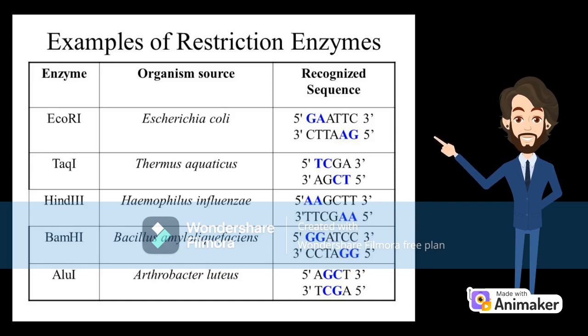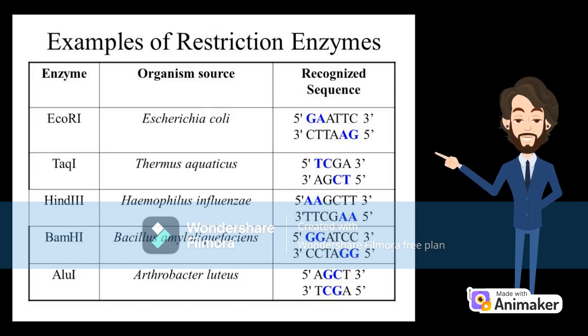The third example is HindIII. In Haemophilus, H is the genus name, IND is for influenzae, the species name, and 3 is the order of identification. HindIII will identify the AA nucleotide sequence and cut between these two nucleotides. The fourth example is BamHI. B refers to Bacillus, AM refers to amyloliquefaciens, H is the strain name, and I refers to the order of identification. BamHI identifies the GC sequence and cuts between these two nucleotides.